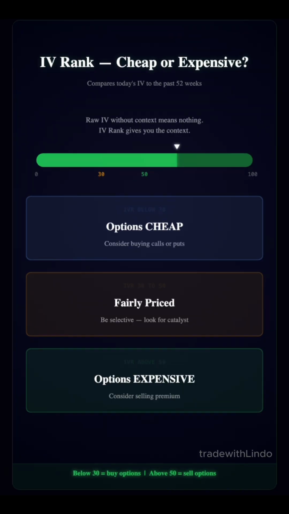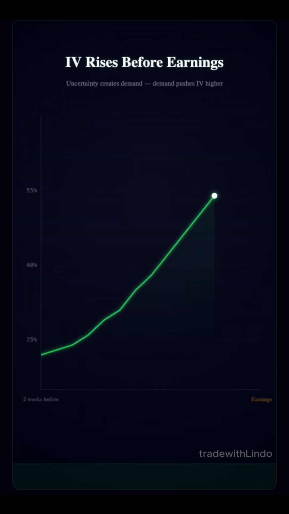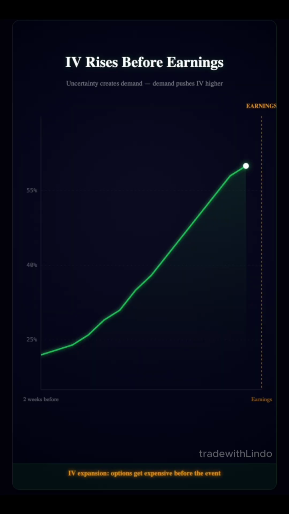Before any big announcement, nobody knows what will happen. Before earnings, before a Fed meeting, before any major event. That uncertainty causes traders to buy more options for protection. More buyers means higher prices, and higher option prices mean higher IV. This is called IV expansion. Watch the line climb on this chart. By the day before earnings, IV can be double what it was 2 weeks ago. Options get very expensive right before the announcement.